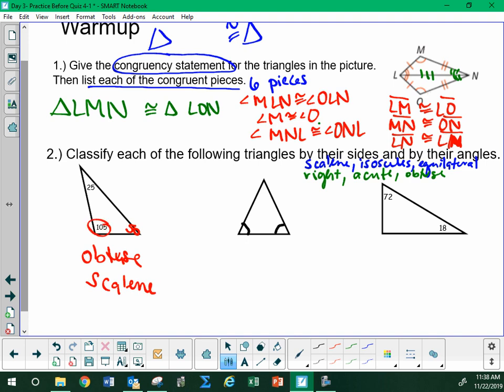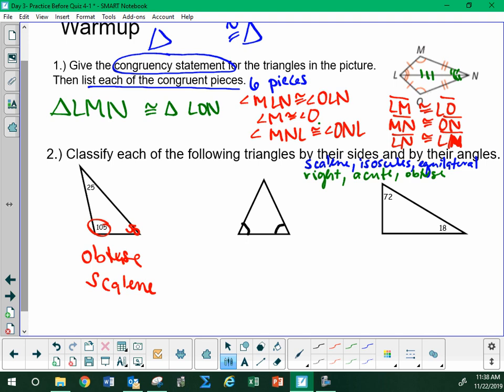We do have an obtuse angle, so it's not just one. If there's just one obtuse, it's obtuse. If there's all acute, it's acute, right? If you see an obtuse angle, it means obtuse. If you see a 90 degree angle, that means it's a right triangle. And if I see all acute angles, it's acute.